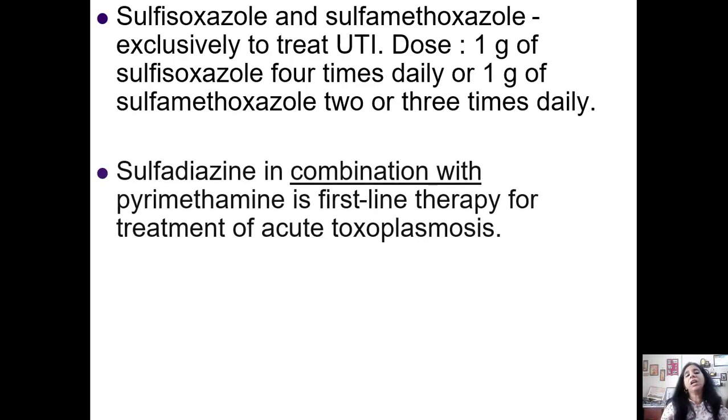Now, sulfisoxazole and sulfamethoxazole, the intermediate acting sulfonamides, are exclusively used to treat urinary tract infection, and the dose is 1 gram 2 to 3 times a day. Nobody is using this, rarely used now. But yes, sulfadiazine is a shorter acting sulfonamide with a half-life of 6 to 8 hours.